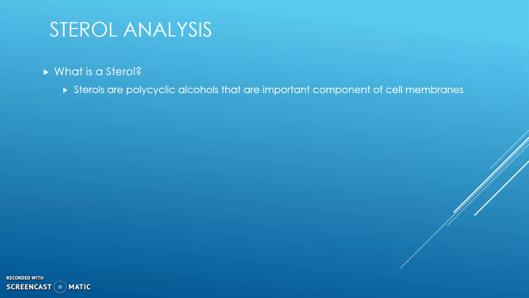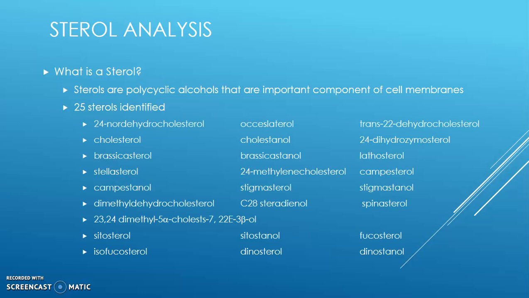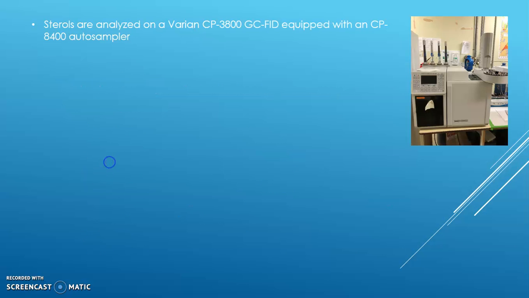Sterols are polycyclic alcohols that are very important components of cell membranes. We are able to identify 25 different sterols, all listed here. Sterols are analyzed on the Varian CP3800 GC-FID equipped with a CP8400 autosampler and a splitless injection.